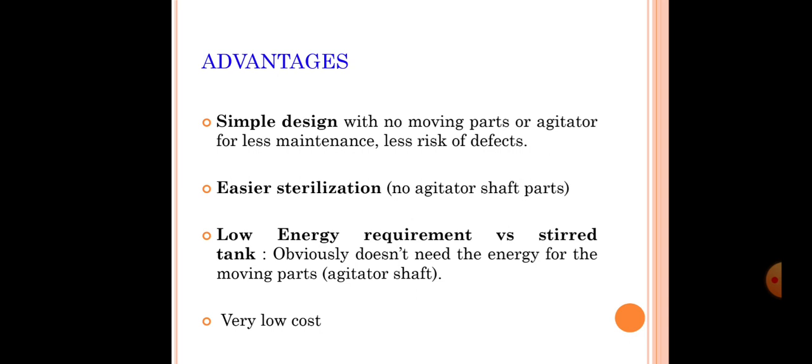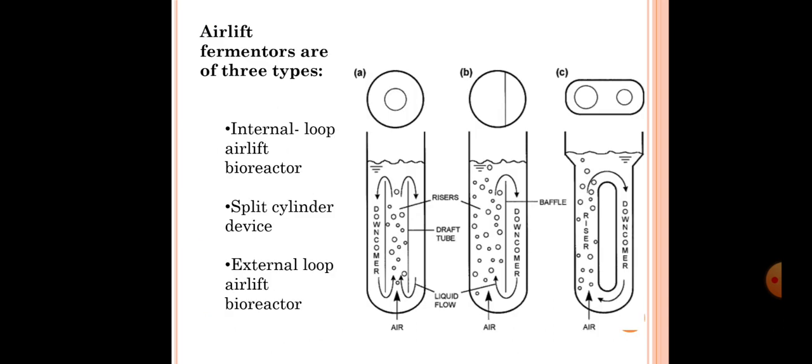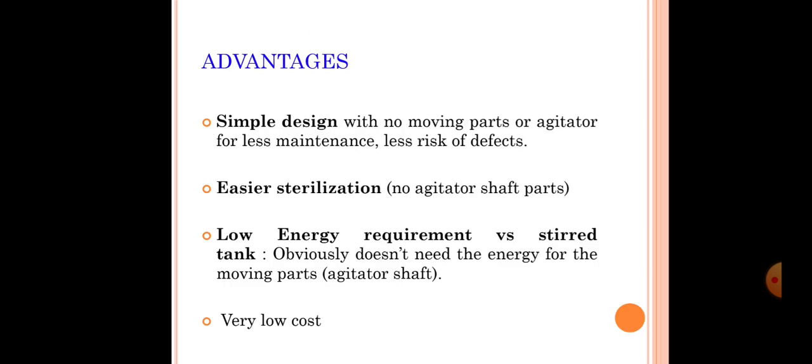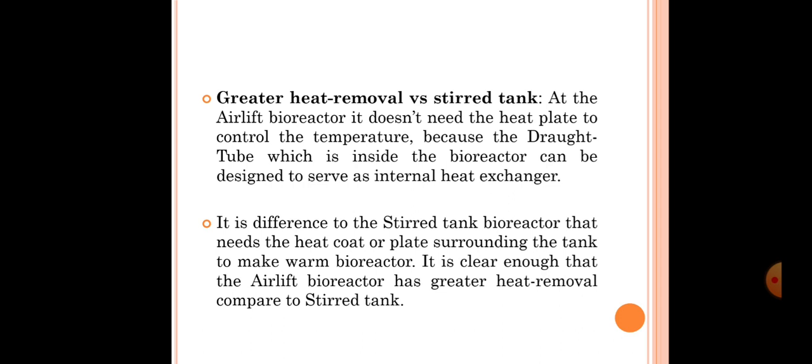Like in stirrer tank fermenter, we have seen the agitator shaft which is to be moved while in operation, whereas here there is no necessity of movement because of the presence of this internal loop or cylinder, as the device consists of a draught tube. There is no necessity for any shaft, and the cost is also comparatively very low.